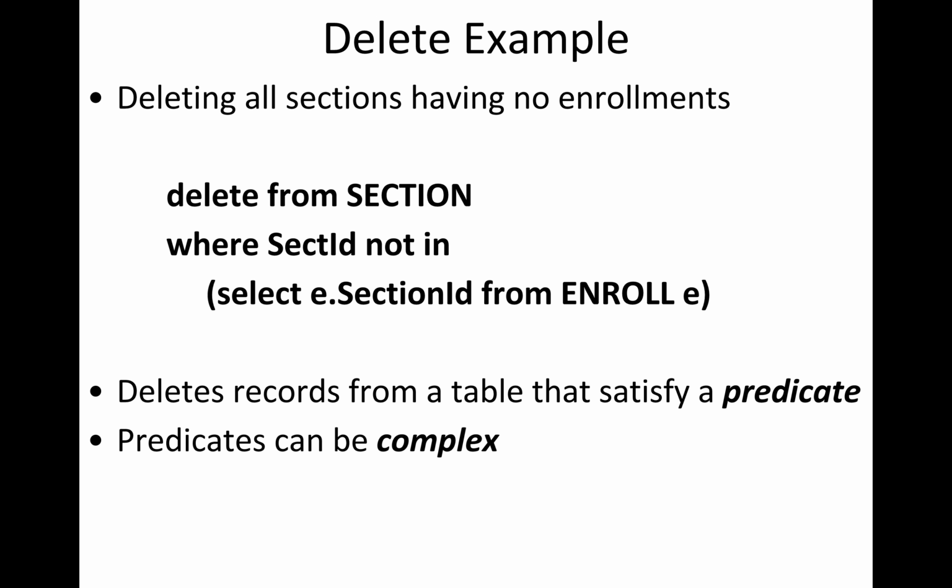We say, okay, from the section table, return to me all the section IDs, right? And compare them all against the collection of all the sections in the enrollment table. The ones that don't match, right? That gives me a subset of those records that don't match in the inner select statement. And I want to remove those, right? Those sections are gone. Nobody enrolled for those sections, so we're closing those sections.